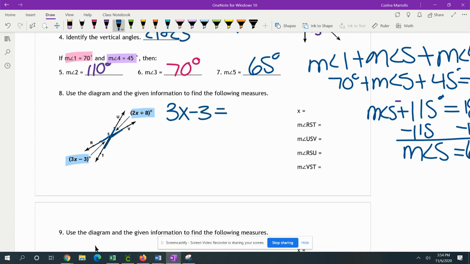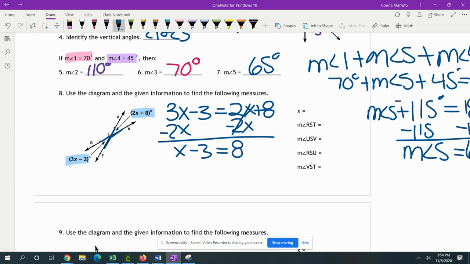So 3x minus 3 equals 2x plus 8. We're going to go ahead and solve for x. So I'm going to take this 2x and move it to the other side. We get x minus 3 equals 8. This cancels. And then we're going to move this 3 to the other side. So we add the 3 to both sides, and we get x equals 11. So here we're going to put 11.